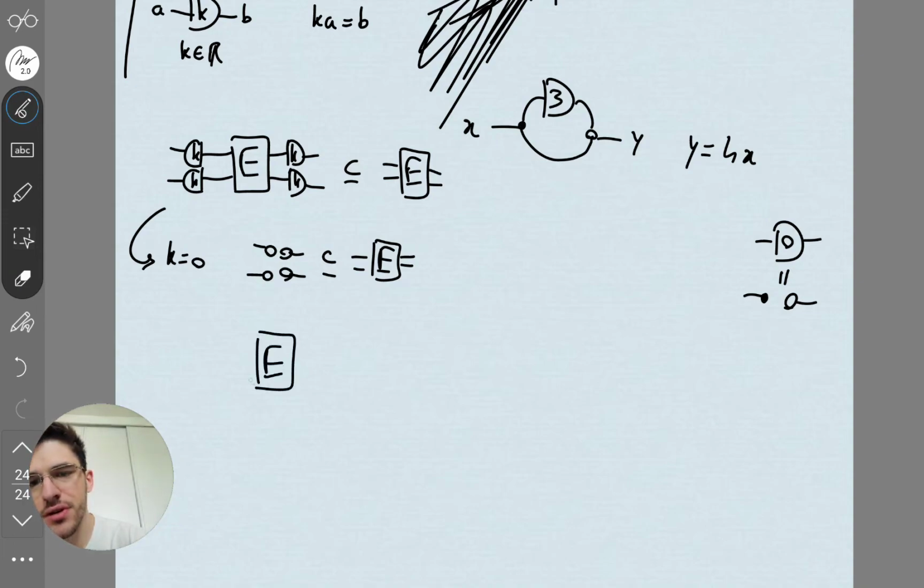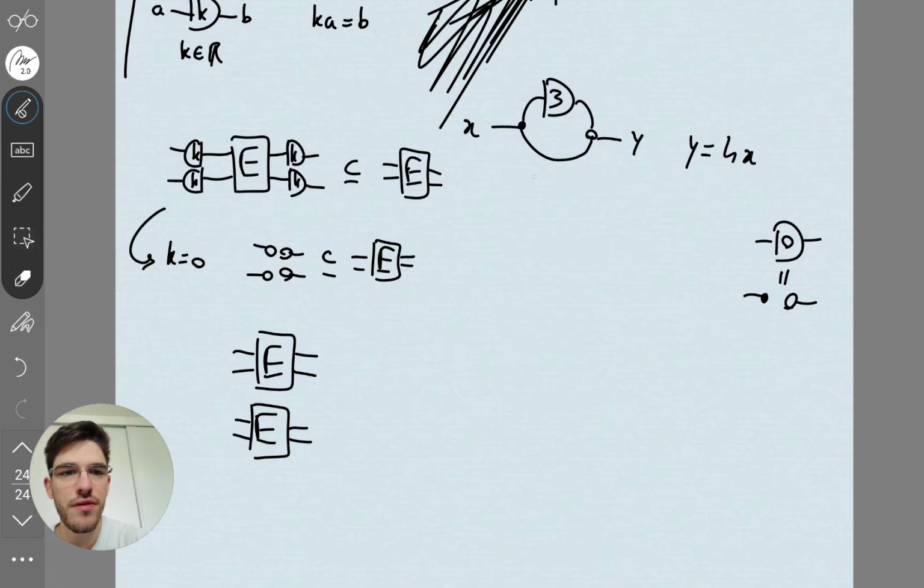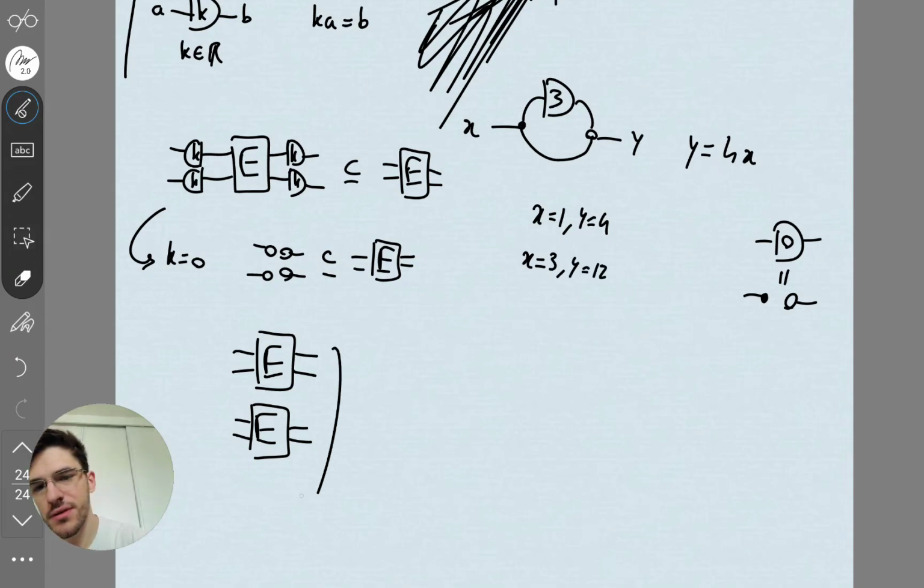some points in E, you have two sets of points that are in E. For example, if I have x equals 1, y equals 4, and I also have x equals 3, y equals 12. If I start from two sets, then it is the case that the sum of the points is also in the thing.